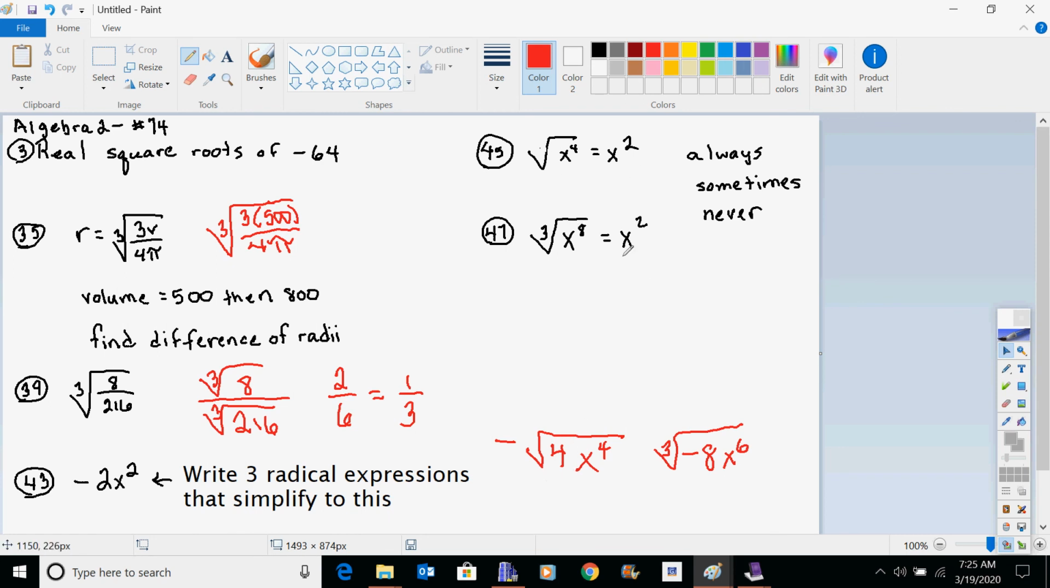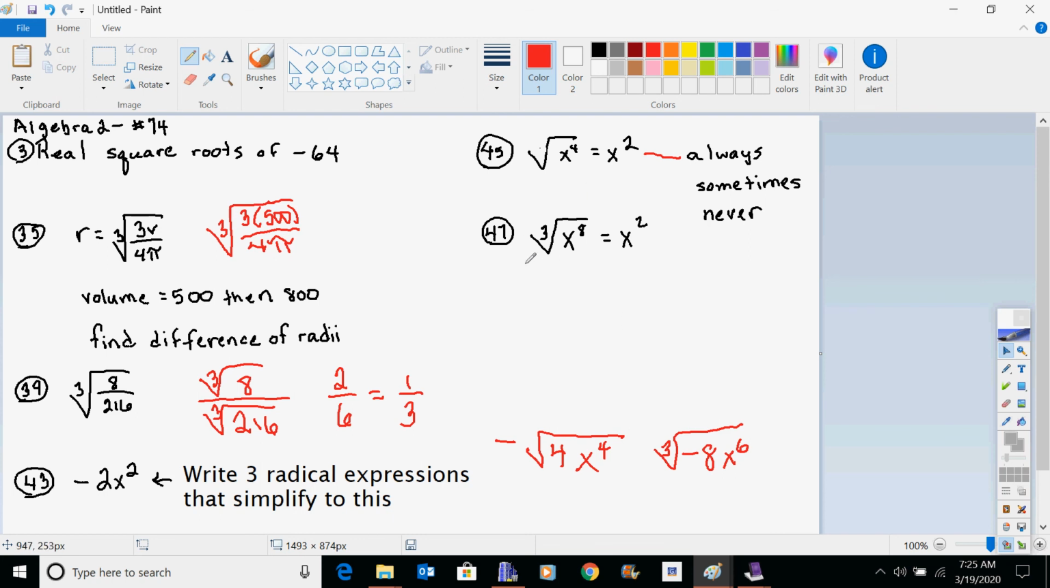These 2 questions that somebody asked about are asking you, is this always, sometimes, or never true? This number 45 is always true, because remember we said the quick way of doing this would be taking the exponent divided by the index, so 4 divided by 2 would give you x squared, and you don't have to worry about the absolute value because you have a square, which would automatically make it positive anyway, so this one will always be true.